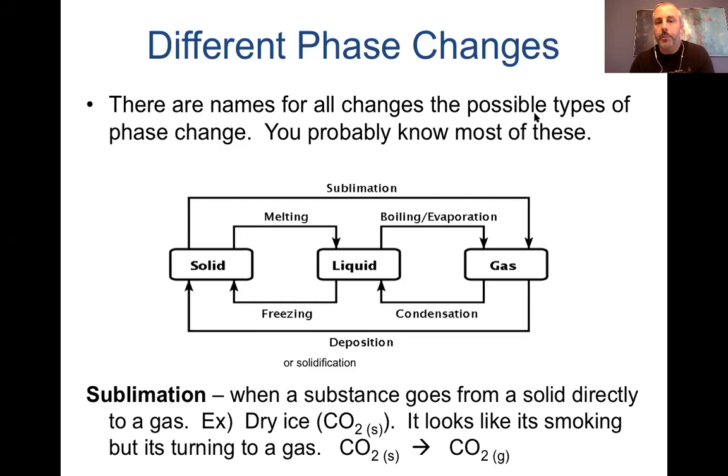So when we talk about a phase change, we're talking about a substance that is just going from a solid to a liquid or a liquid to a gas or any different combination, and nothing's happening to the actual molecule when it undergoes a phase change. If you have two H2O molecules as a solid, when they melt, they're still H2O molecules. They're just moving next to each other.